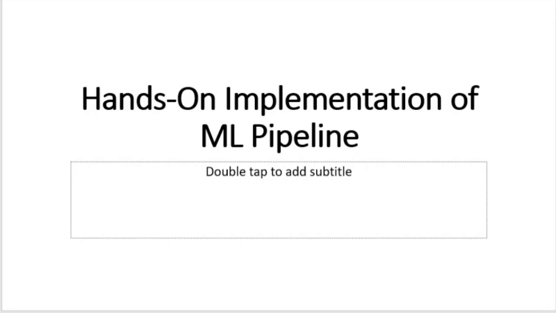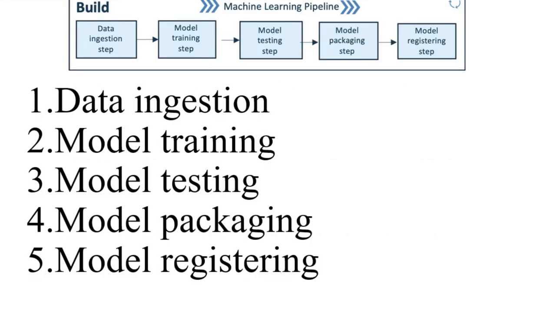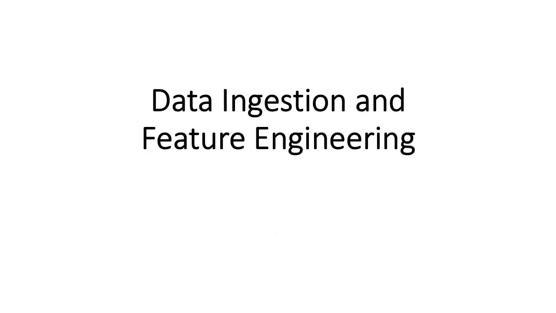Okay, so we can see how the ML pipeline can be implemented. The build phase consists of 5 modules. That is the data ingestion step, data model training step, model testing step, model packaging step, and model registration step. So we can see them one by one using this example.